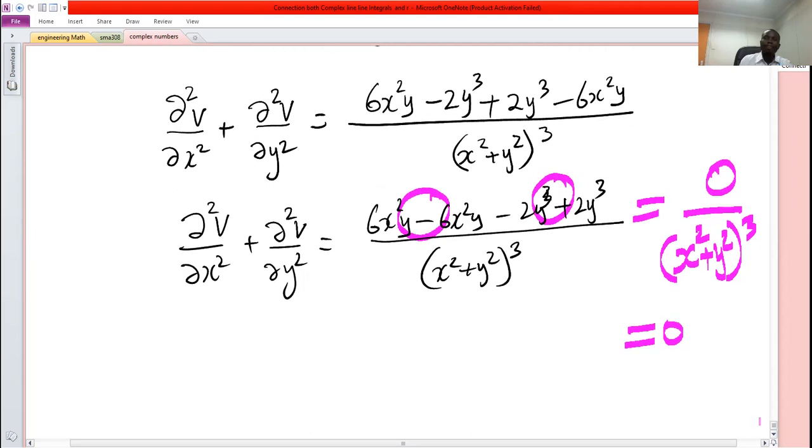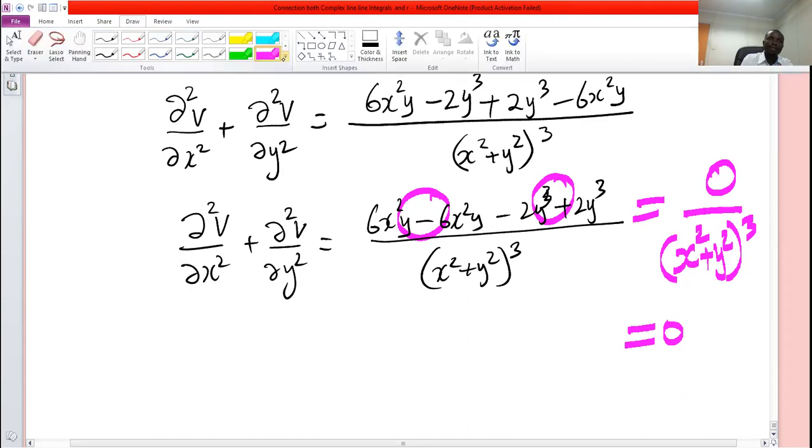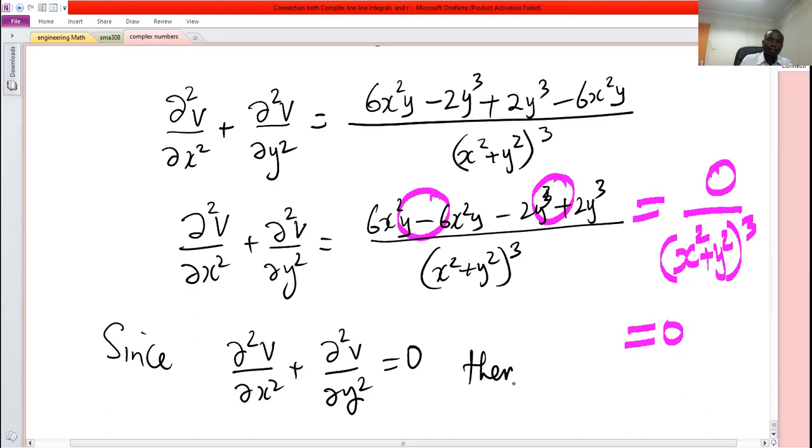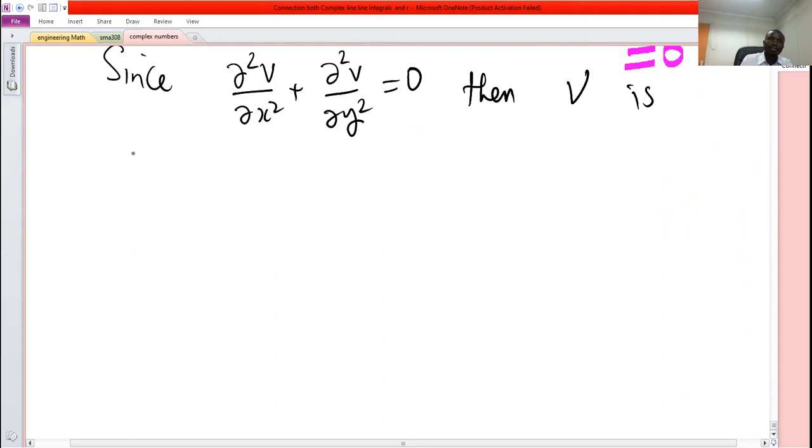So since the sum of these two second order partial derivatives, partial squared v partial x squared plus partial squared v partial y squared, equals 0, then v is also harmonic. V is harmonic. But we have not yet finished. Two functions u and v are now harmonic. Let's see whether they are conjugate harmonic.